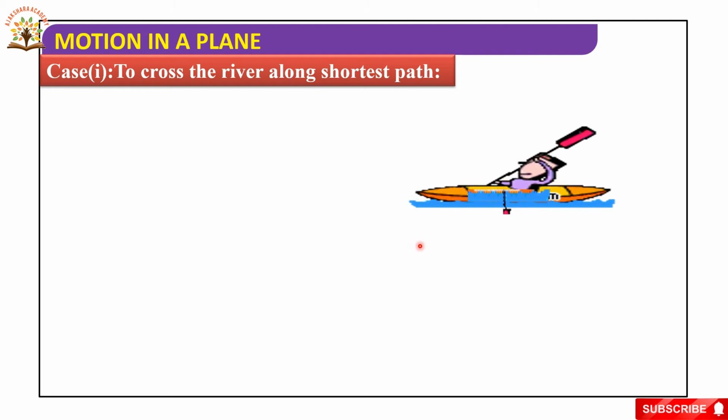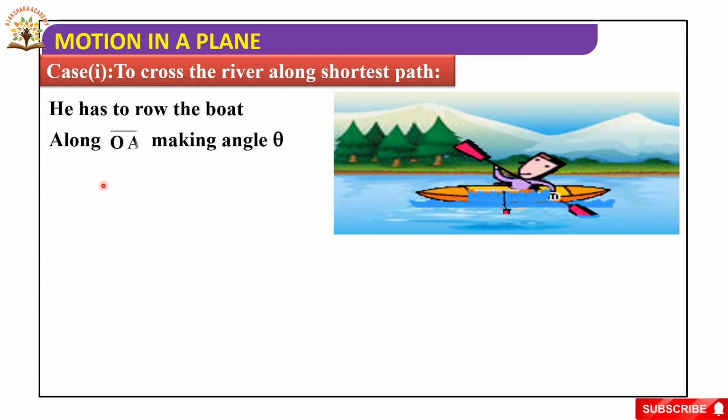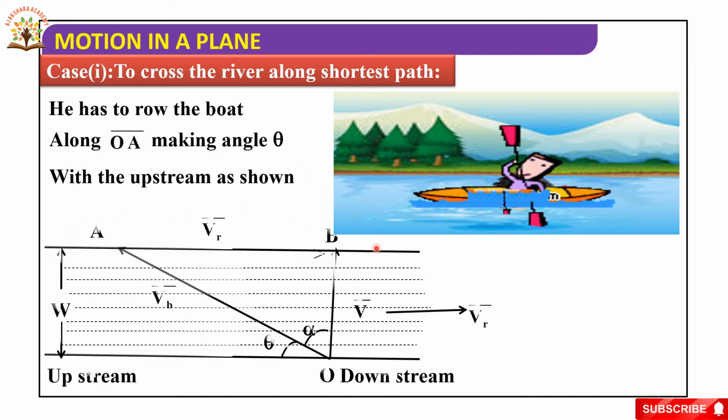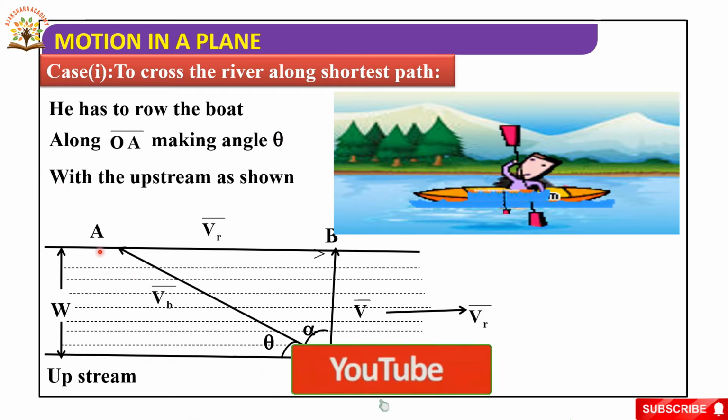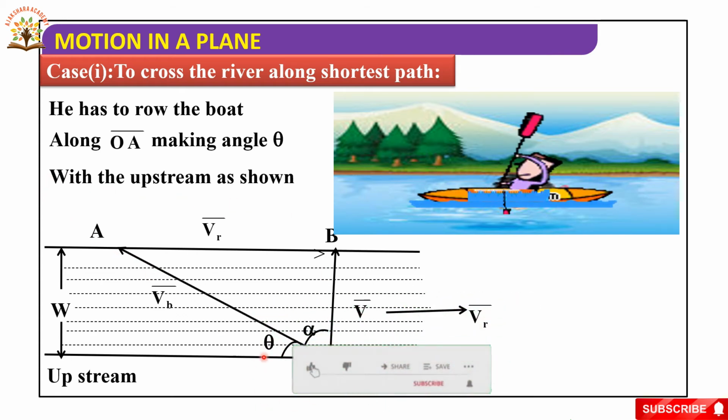See here, this man is crossing the river along the shortest path. He has to row the boat along OA bar making an angle theta with the upstream as shown in the figure. See, this is the upstream and downstream. Okay, next.